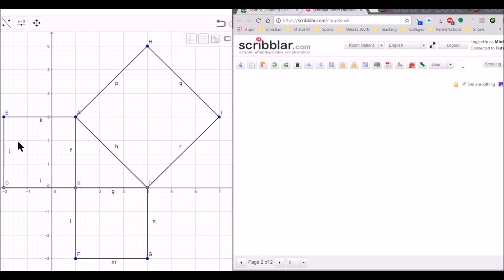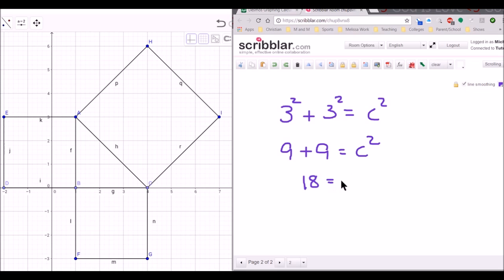So we have, this one here is a 3 by 3, so that's 3 squared, plus, well, this one here is another 3 squared, but we don't know that other one. That's c squared. Not sure about that one. So 3 times 3 is 9, plus 3 times 3 is 9, and that's going to equal c squared. 9 plus 9 is 18. And so we have c squared.